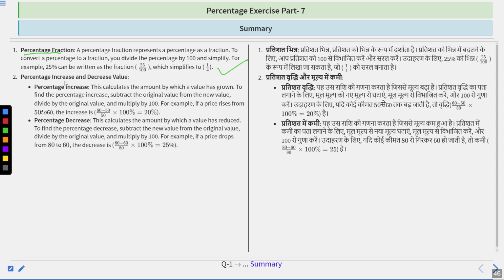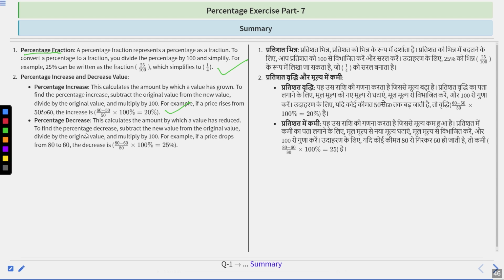In the same way, percentage increase and decrease value. Percentage increase calculates the amount by which a value has grown. To find the percentage increase, subtract the original value from the new value, divide by the original value and multiply by 100. For example, if a price rises from 50 to 60, the increase is 60 minus 50 upon 50 multiplied by 100, which is 20%.